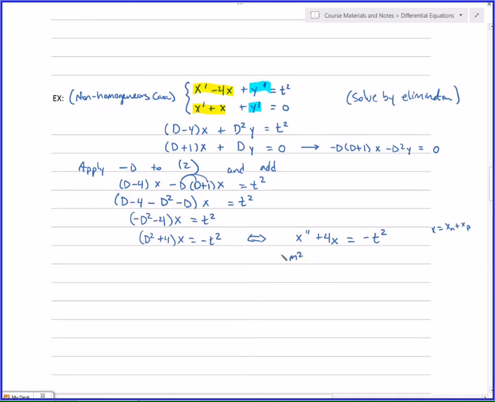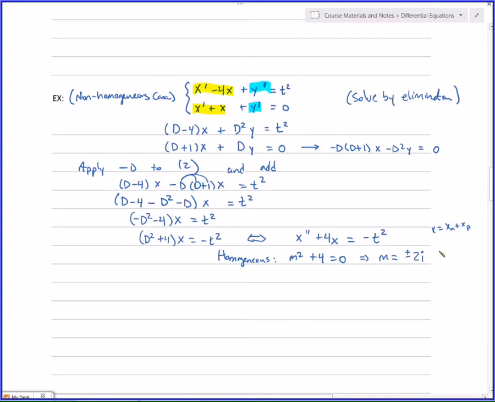All right, so m squared. We're going to do the homogeneous one first, right? Homogeneous solution: m squared plus 4 equals 0. So m is plus or minus 2i.